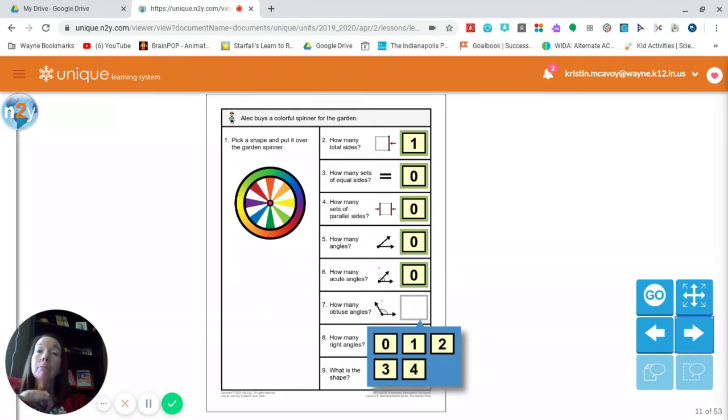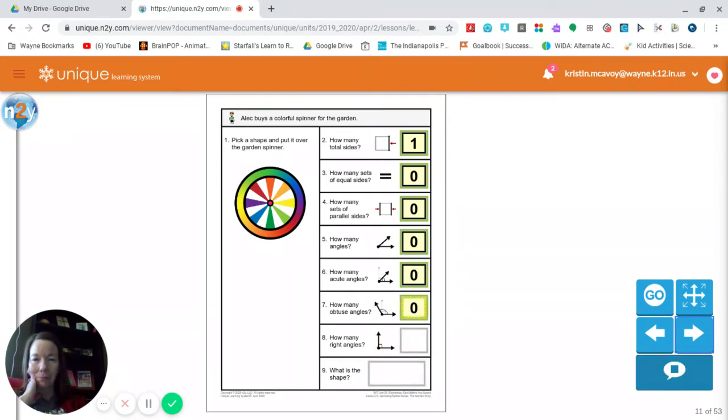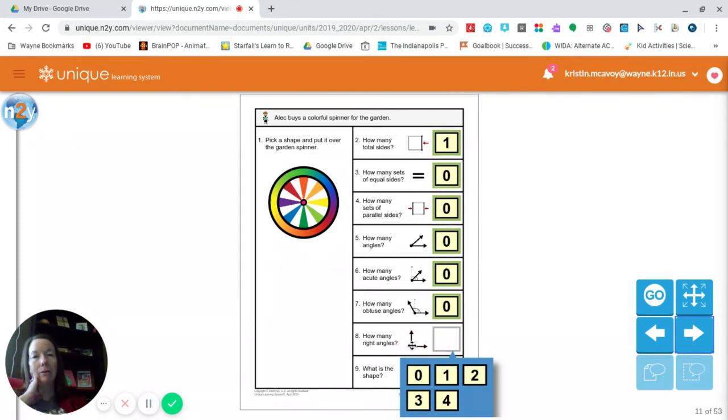How many obtuse angles? Are there any angles at all? Nope. So the answer has to be 0. How many right angles? Are there any angles? Not a trick question. 0.